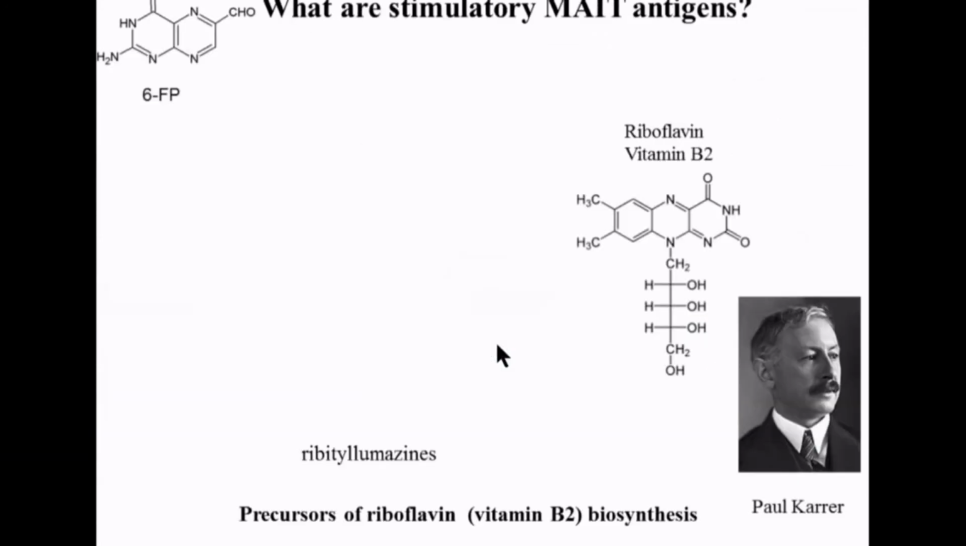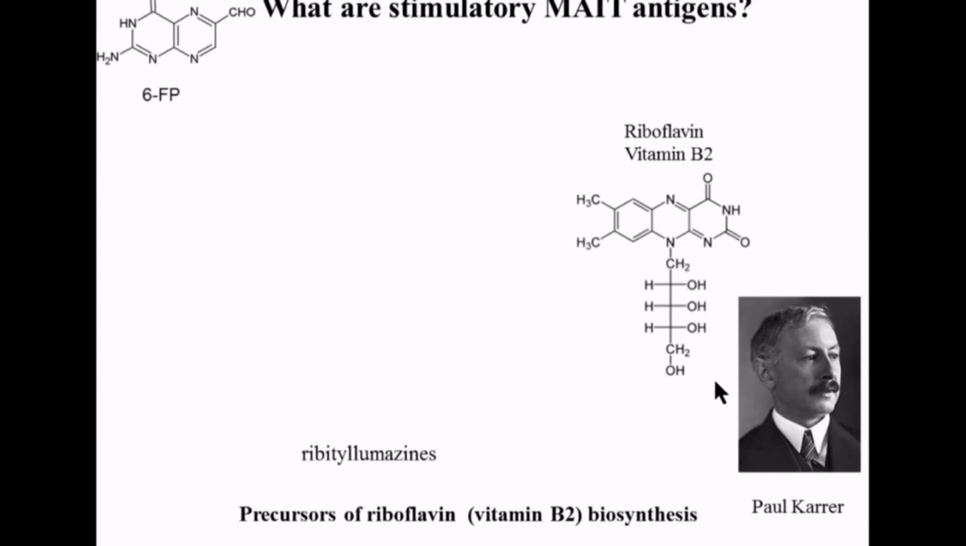But 6-FP wasn't stimulatory towards MAIT cells. So the next question is, what are the stimulatory MAIT cell antigens? Perhaps 6-FP provided the initial building block from which a stimulatory MAIT antigen could originate. And our attention was drawn to that of riboflavin. The structure was solved by Paul Karrer a while back.